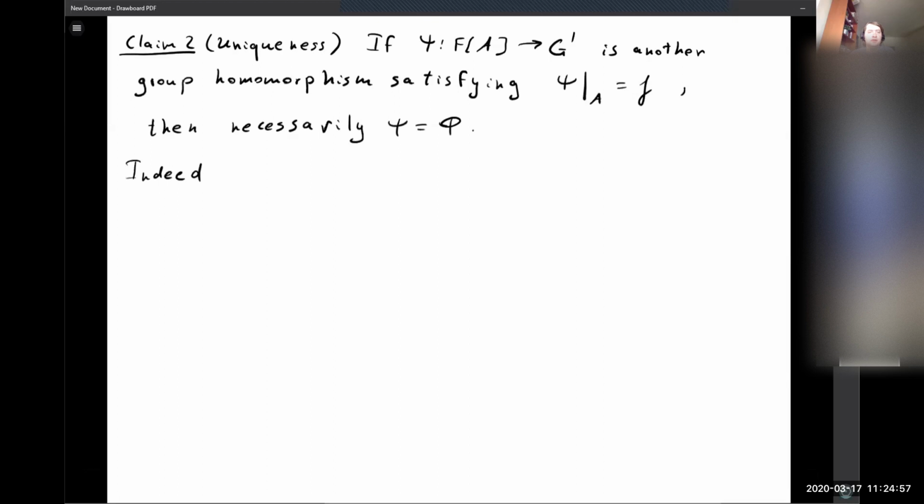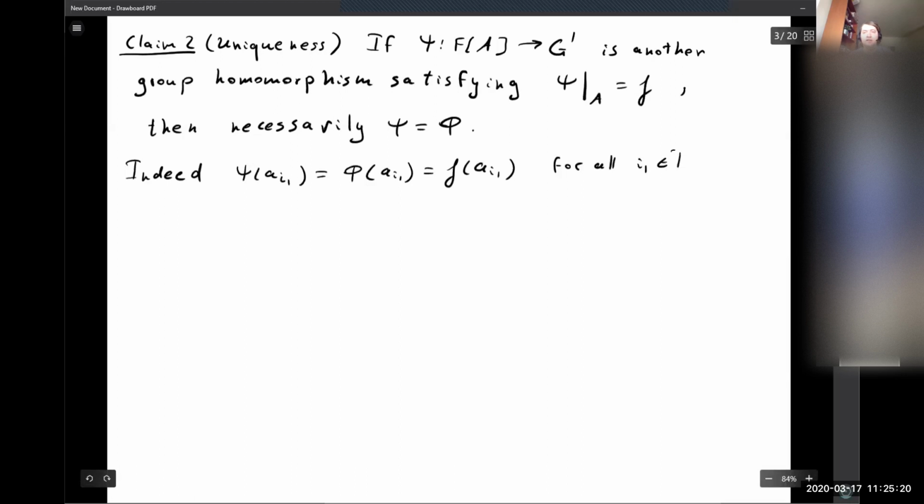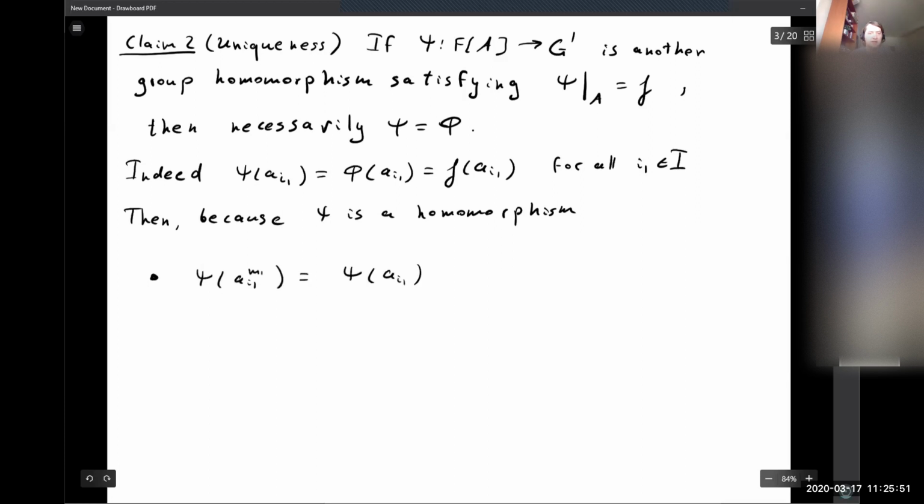Indeed, first of all, we know that psi of all letters A_{i1} equals phi of A_{i1} and must be equal to f of A_{i1}, for all i1 in the indexing set A. Then, because psi is a homomorphism, what we know for sure is that if we raise the element A_{i1} to the power m1, that must be the same as psi of A_{i1} raised to the power m1, and that must be f of A_{i1} raised to the power m1.